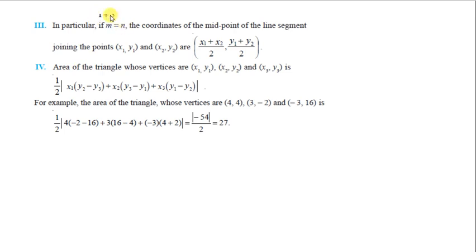If m equal to n, it means the given point is the midpoint of the line segment, then its coordinates will be given by (x1 plus x2) by 2, (y1 plus y2) by 2.